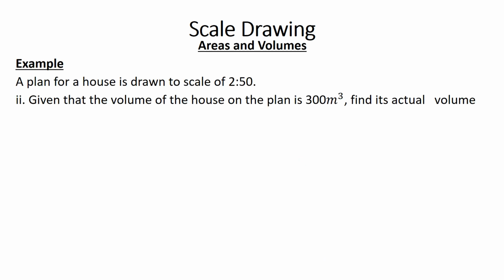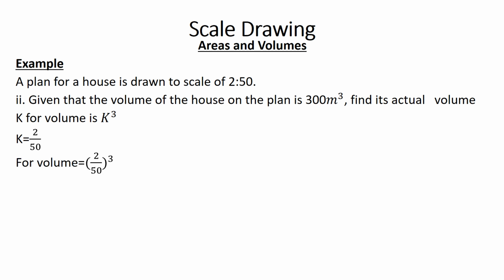So we'll go to the second question. We're looking for the actual volume. In this case, we've been given the volume on the plan. K for volume is K power 3, remember? So we have K as 2 over 50. We have to cube 2 over 50 to get the K to use for volumes.